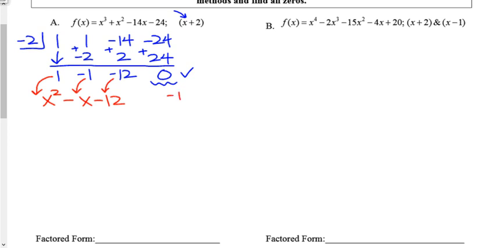Any factors of negative 12 that add up to be negative 1. 3 and 4 would probably work. One of them has to be negative, and in order to get a negative 1 when I add, my 4 is going to be negative. Because my a value is 1, I'm just going to skip to this form of factoring here, x plus 3, x minus 4.